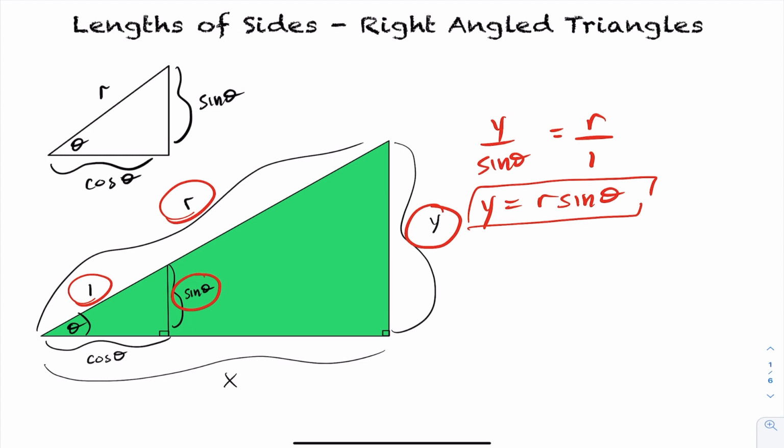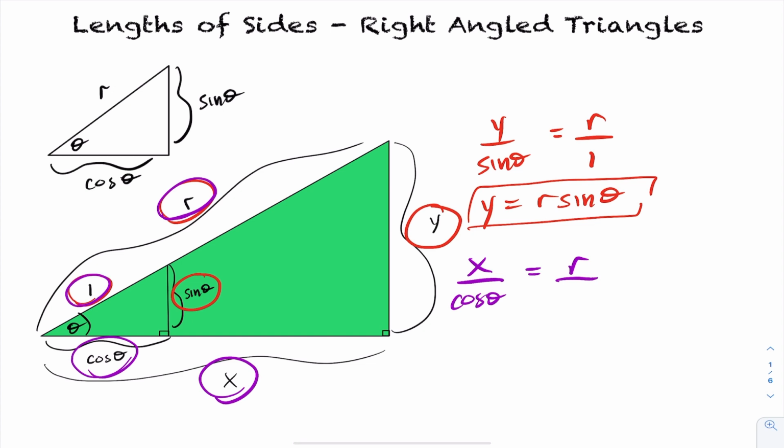Likewise, I can do this for solving for the value of x here. In this case, the length of the leg of the larger triangle divided by the length of the leg of the smaller triangle must equal the length of the hypotenuse of the larger triangle divided by the length of the hypotenuse of the smaller triangle. And once again, we get x equals r cos theta.